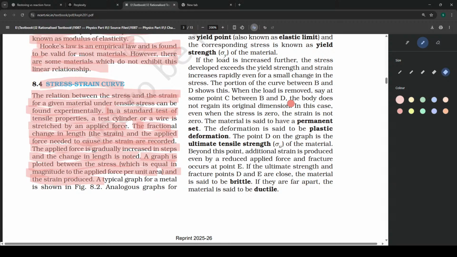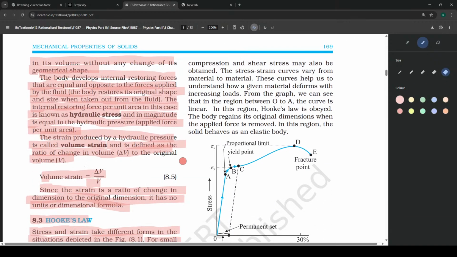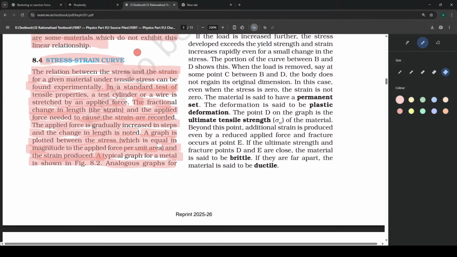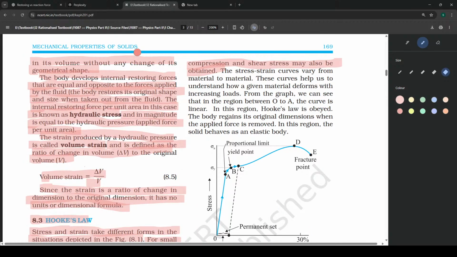Now we have all the values, so just draw a graph. A typical graph for a metal is shown in figure 8.2. Analogous graphs for compression and shear stress may also be obtained. Similar graphs can also be obtained for shear stress, the deformation where forces are applied parallel to the surfaces, and we measure it: strain is tan theta, stress is force per unit area. We can also do it for shear stress.